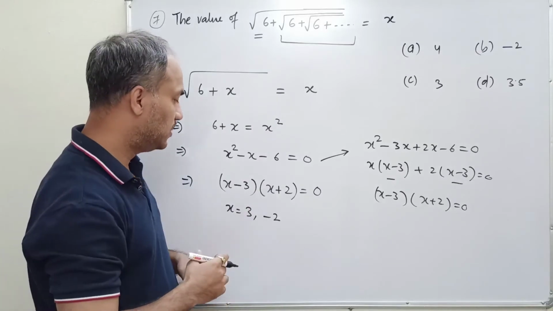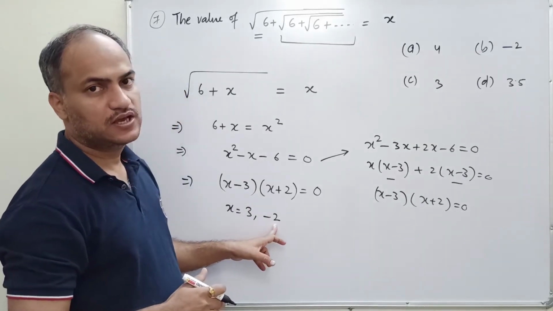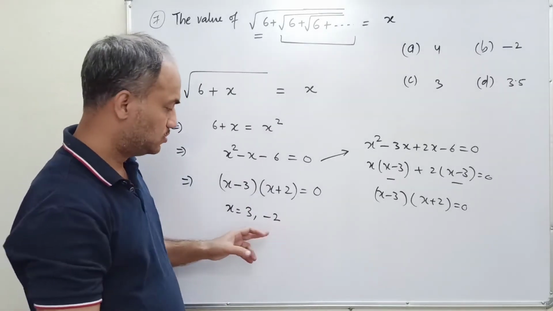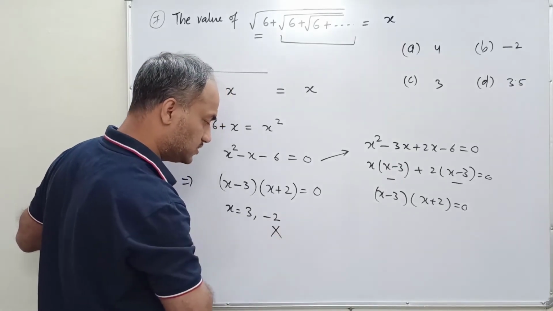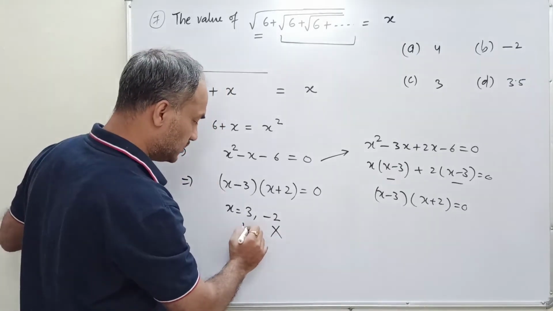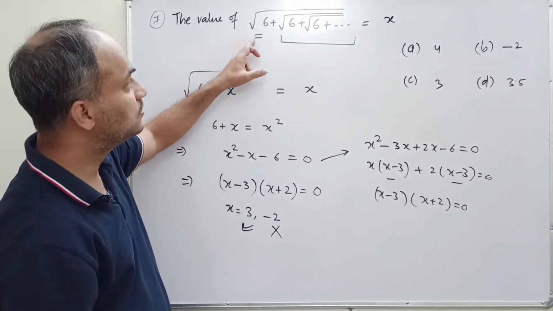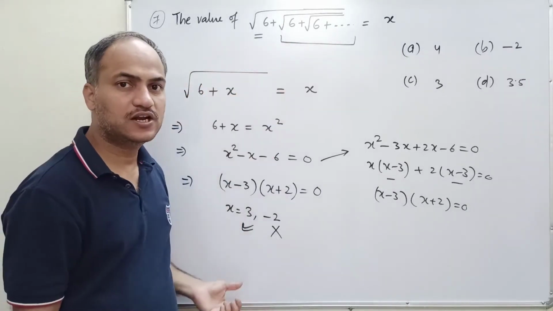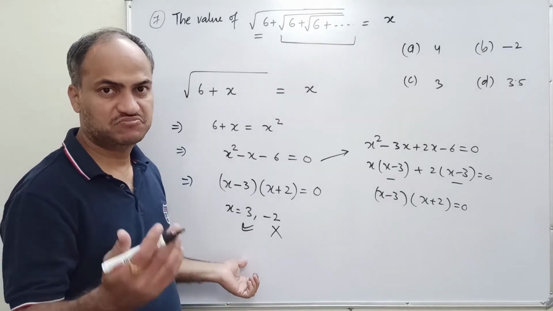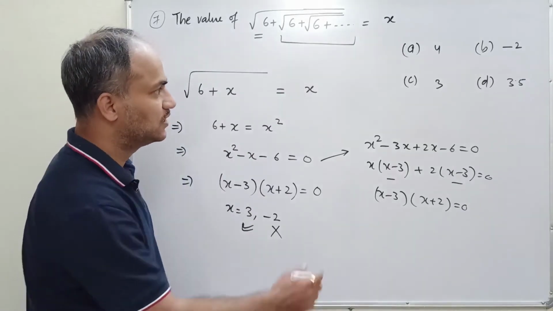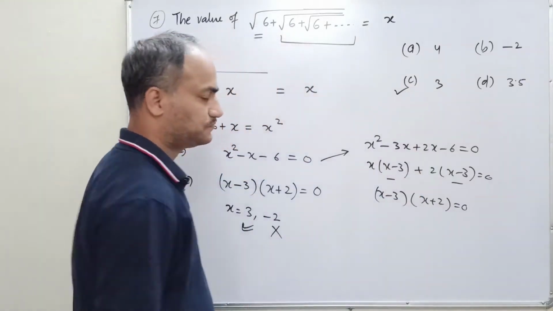Fine, it can be anything greater than 2. So this can never be less than 0. Fine, so this is not possible. Hence the correct answer will be x is equal to 3. Okay, so see guys, infinite terms are there and we are getting the answer 3. Okay, option C is correct.